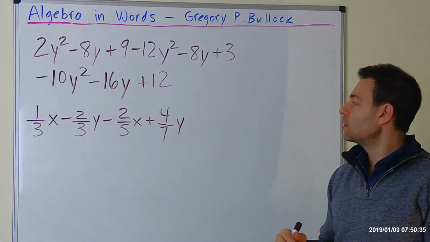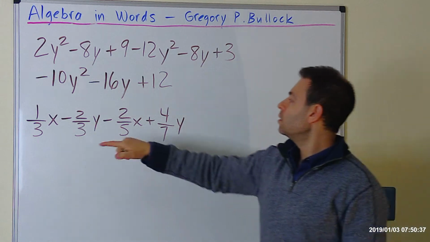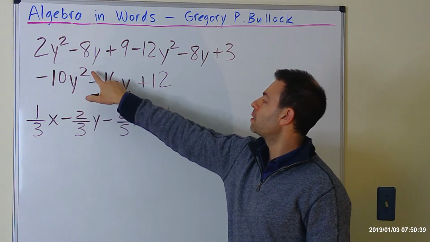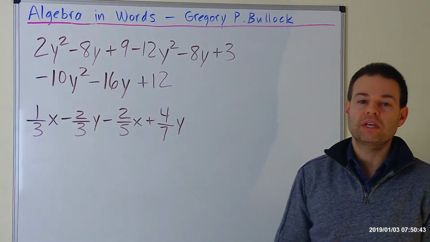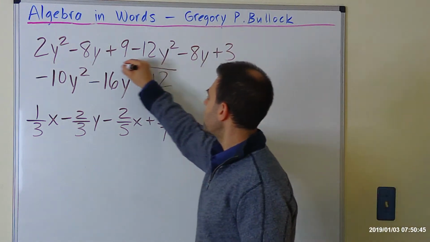Let's just quickly look at the form of our answer. Notice it's in descending order. Power of 2, power of 1, and there's no variable here. The constant goes on the end. So that's the answer to that problem.